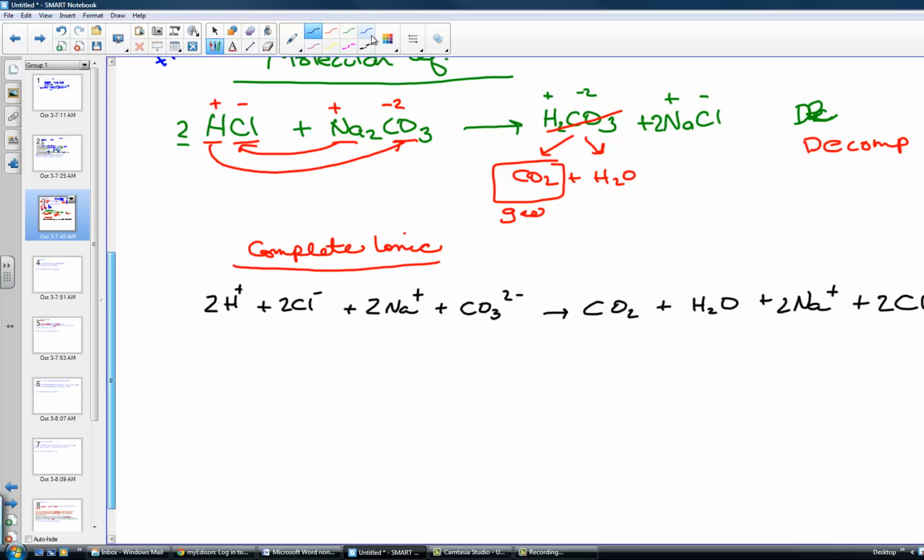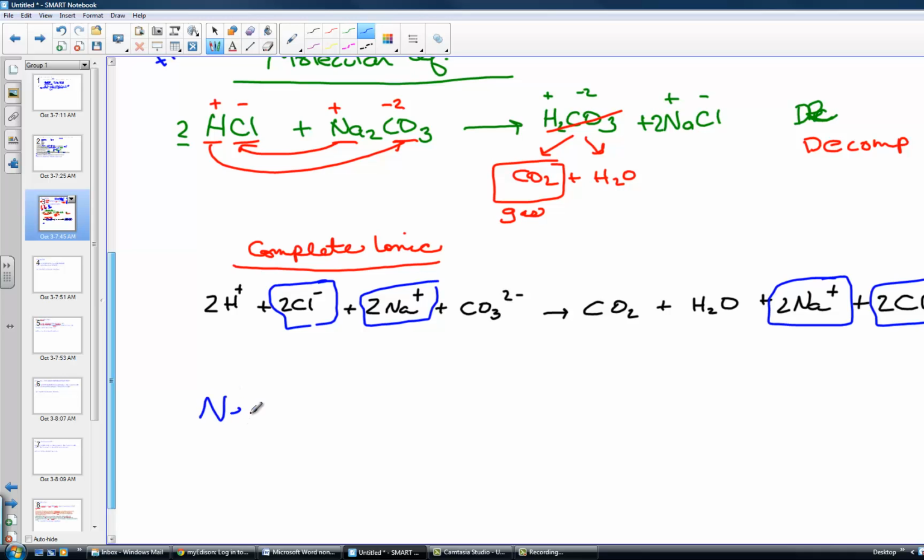Let's examine for the presence of spectators. What ions remain unchanged from the left to the right? I'm noticing chloride. Circle it with me on your paper. Chloride is called a spectator. It's the same from the left to the right side of our arrow. And now I'm spotting also the sodium. Na+ is a spectator ion.